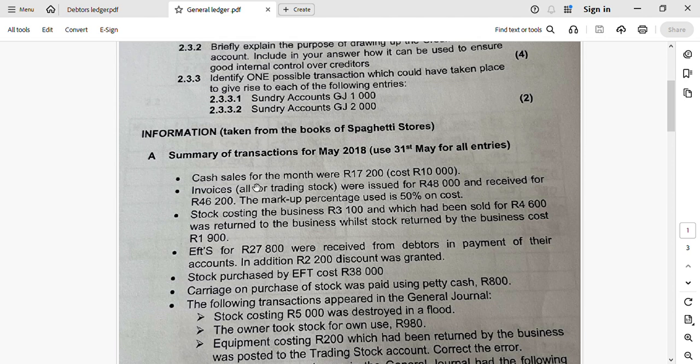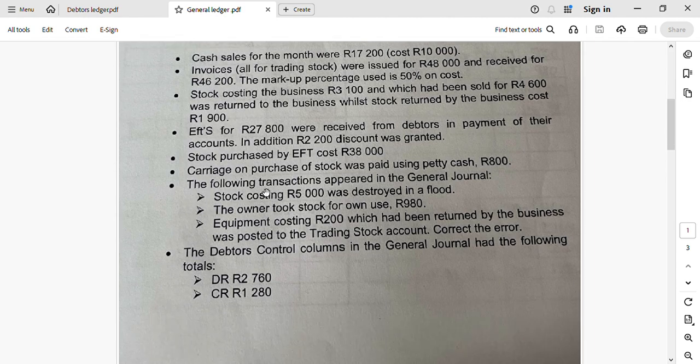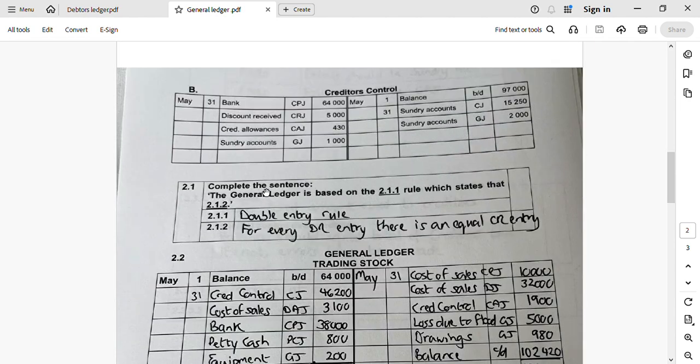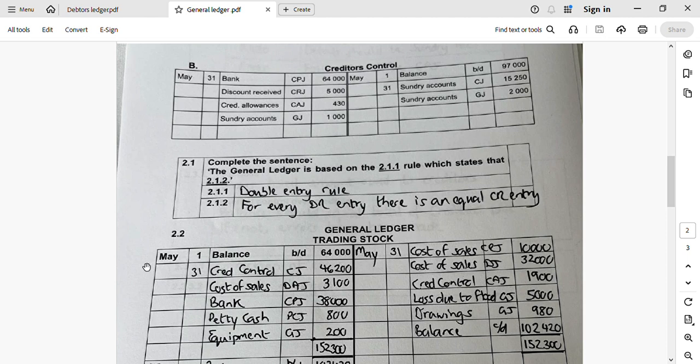The first one here says cash sales for the month was 17,200 and the cost price is 10,000. If you sell stock, stock is leaving the business, so trading stock is going to decrease. Remember your trading stock account, if stock comes in, it goes on the debit side. If it goes out, it goes on the credit side. So that cost of sales entry from your CRJ will go on the minus side.